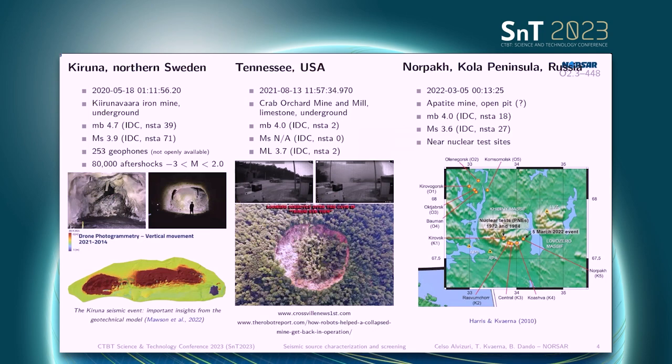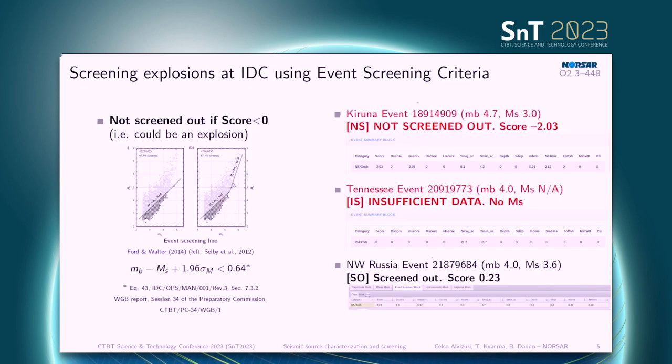The takeaway from this slide is that these are all, as expected, mining events. None of them released anomalous xenon gas, so these are probably mining events. But yet, there are some inconsistencies with how these events were screened at the IDC.